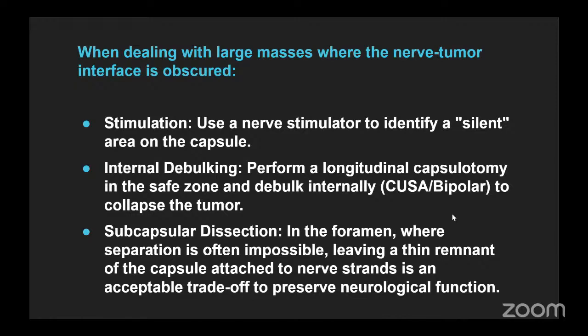So when we are dealing with large masses, where the nerve and tumor interface is obscured, you cannot exactly see where the nerve root is and where the tumor is. A good idea is to first see if the nerve is even functioning.